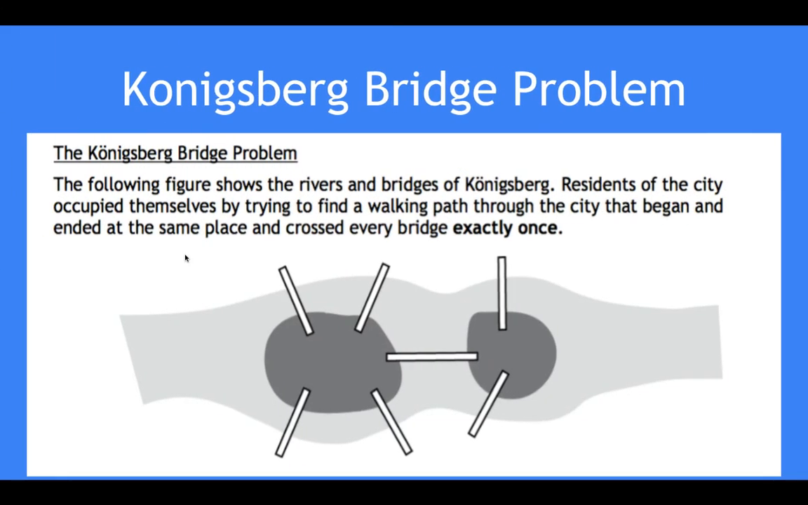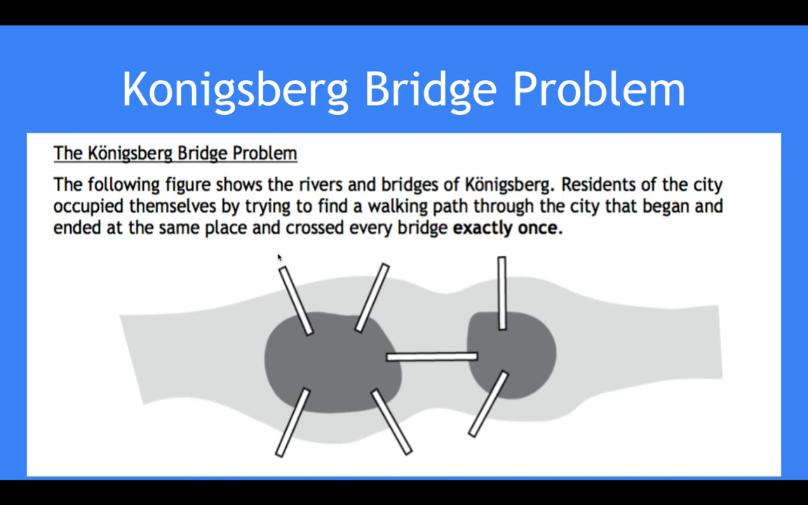The Konigsberg bridge problem. The following figure shows the rivers and bridges of Konigsberg. Residents of the city occupied themselves by trying to find a walking path through the city that began and ended at the same place and crossed every bridge exactly once. So let's see if that's possible.